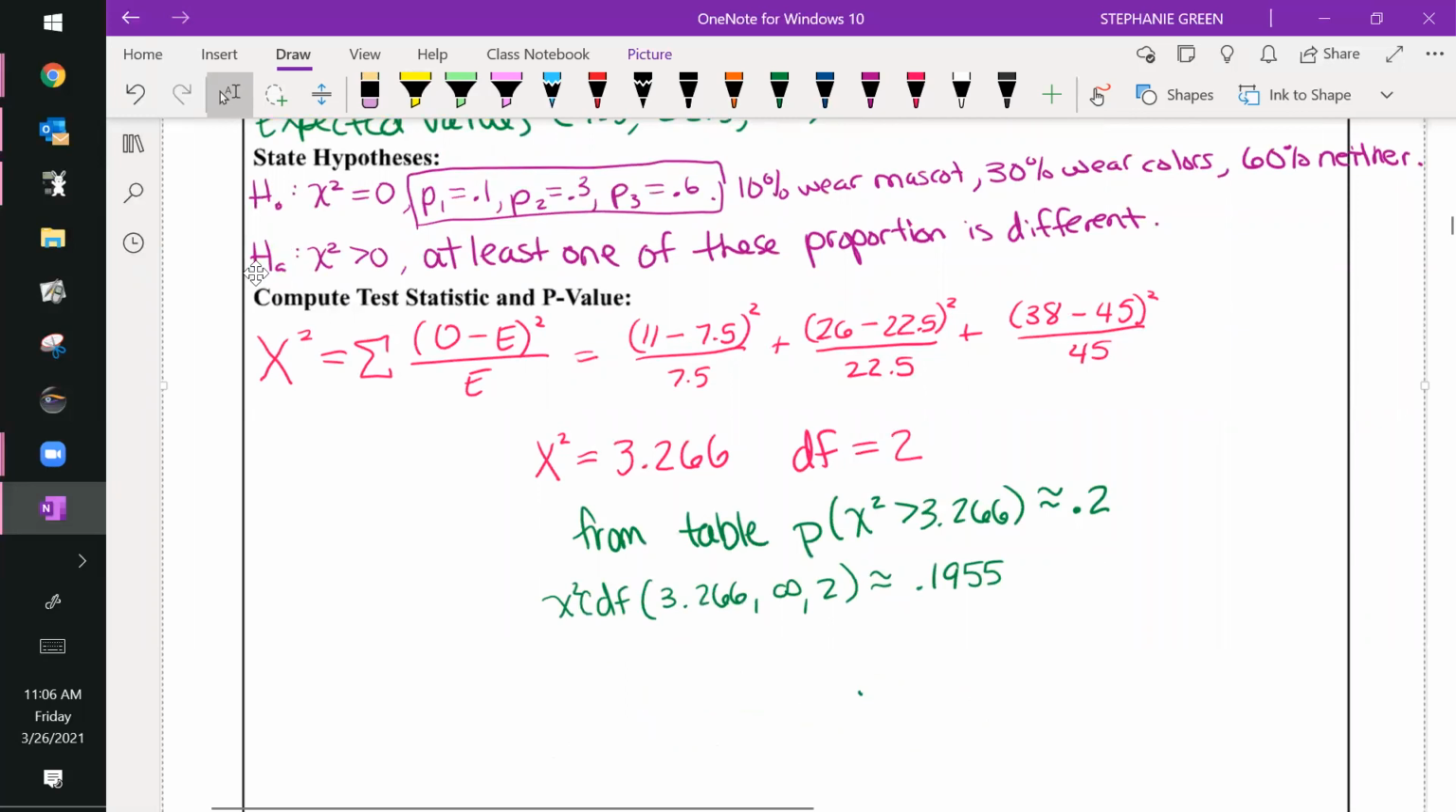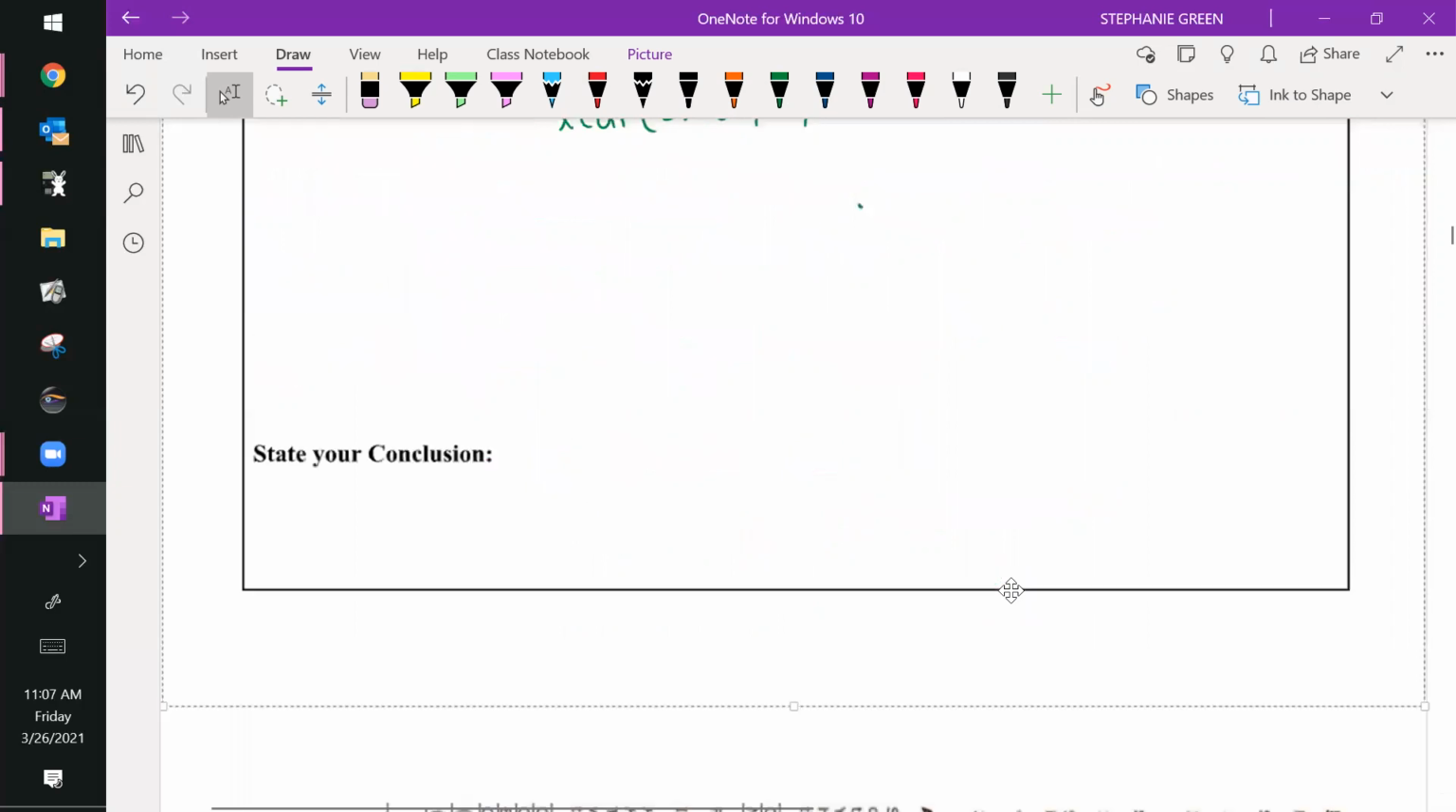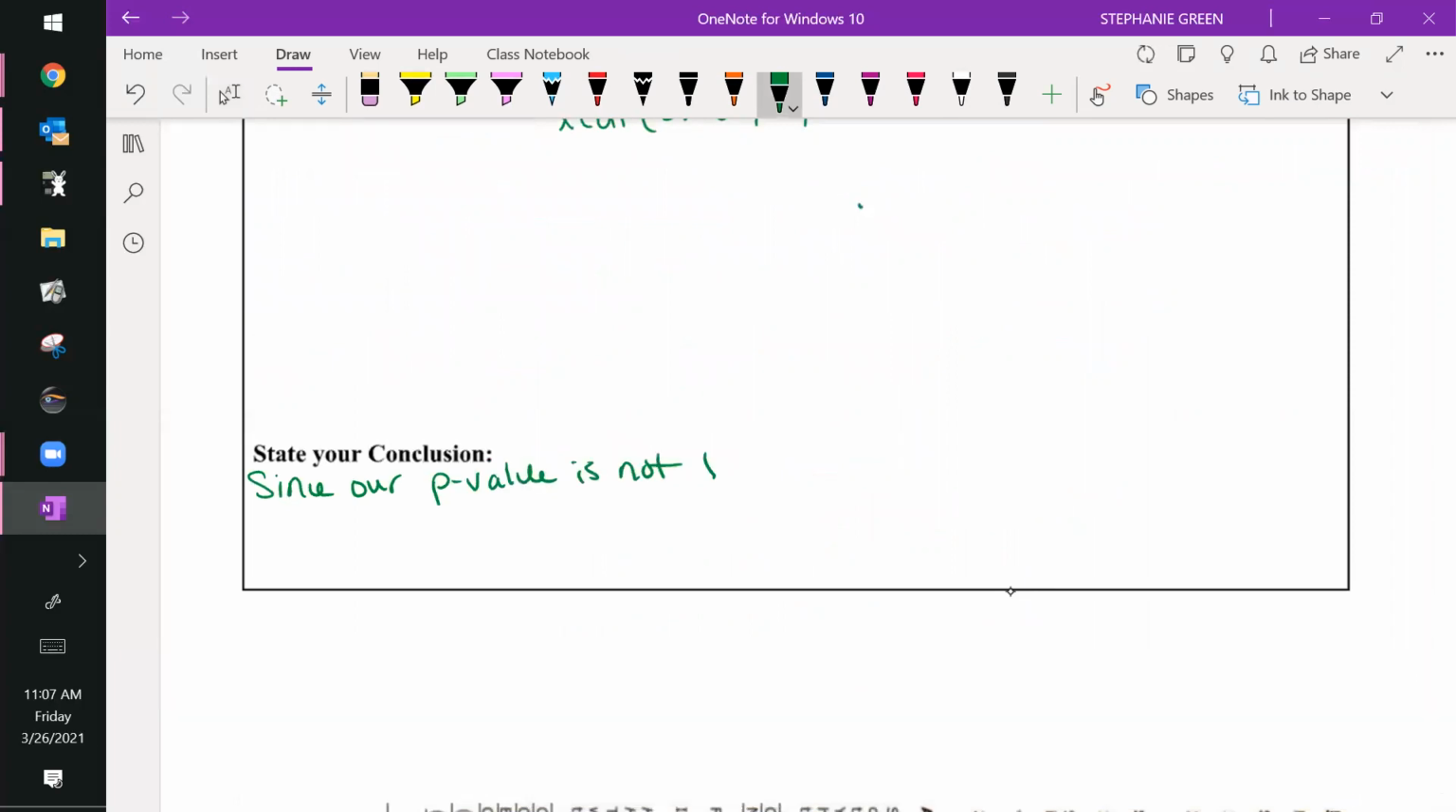So the third step here, which is on your notes, says to state your significance test and your level, which I didn't add in here. Obviously, we did a chi-square goodness of fit test with degrees of freedom 2 and a significance level of 0.05. So since these two p-values, either way, are not less than 0.05, that means we fail to reject our null. Since our p-value is not less than alpha, we fail to reject H naught.